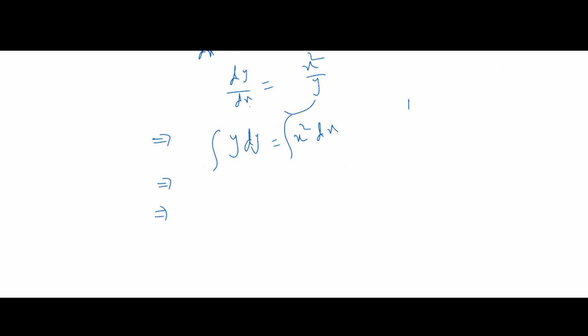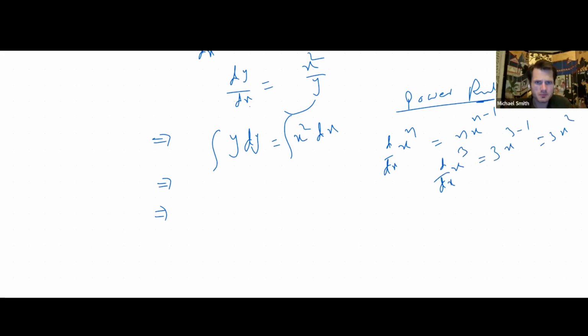That was the power rule. Whenever we have x to the power n, its derivative is n x to the power n minus 1. For example, we have x to the power 3. Its derivative is 3x to the power 3 minus 1, which is 3x squared, right? Yep, I'm just writing it down. Yeah, sure.